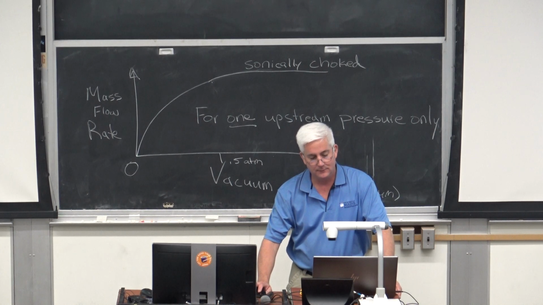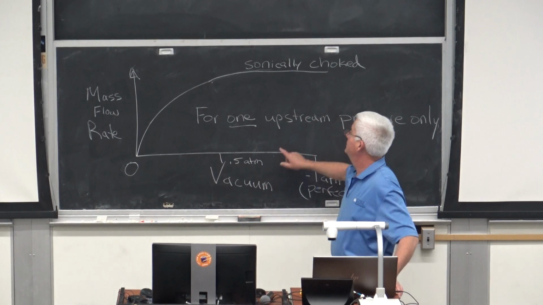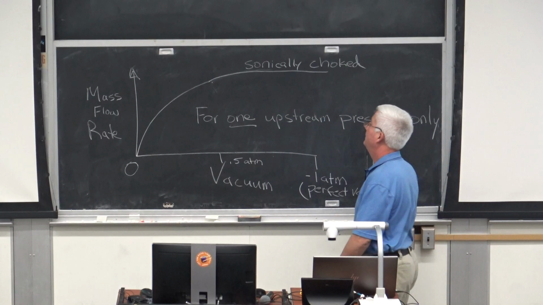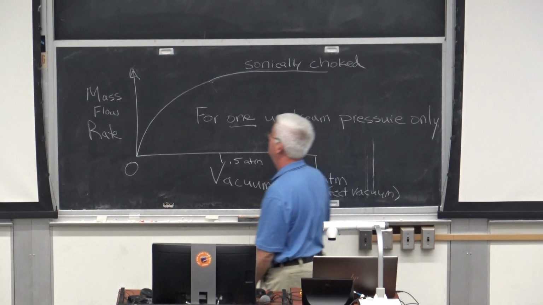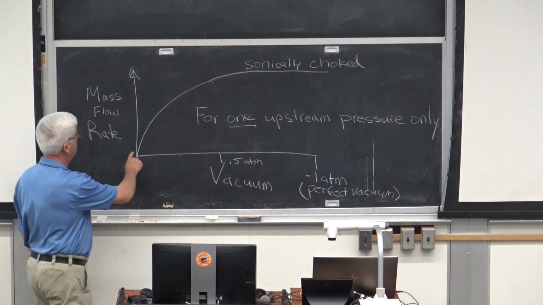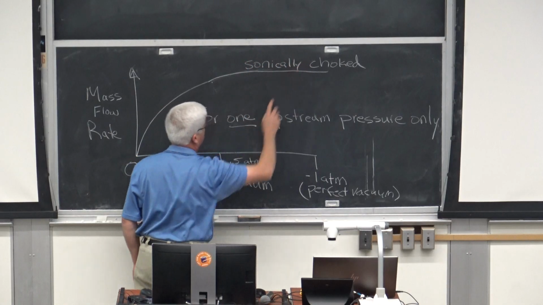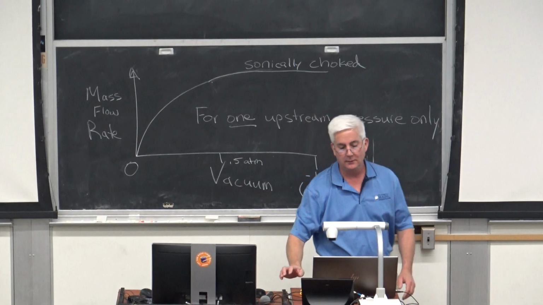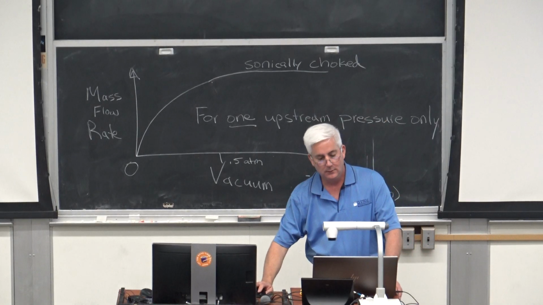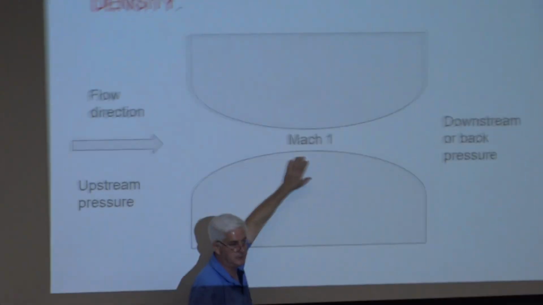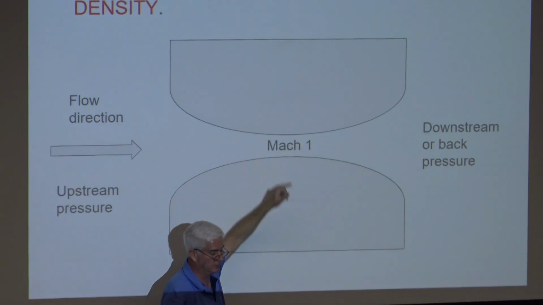So again, just remember, this is for exactly one upstream pressure. If I raise the upstream pressure and then try pulling the vacuum on the back, if I've got enough capacity, yeah, I'll have a second curve. It will be very similar, but it will end up at a higher mass flow rate. And I'm still flowing Mach 1, okay? I'm just flowing at a higher density. Still Mach 1.